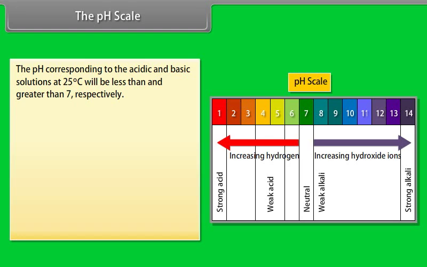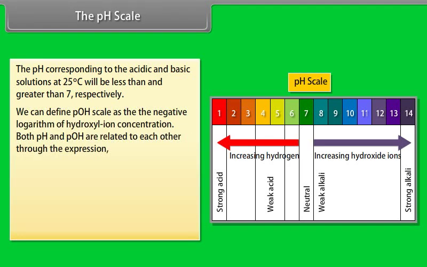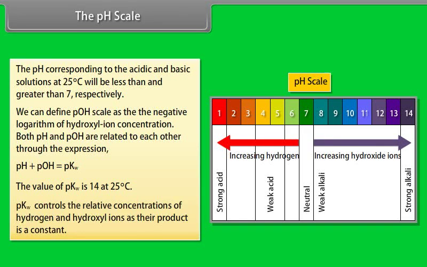The pH corresponding to the acidic and basic solution at 25 degrees Celsius will be less than and greater than 7 respectively. We can define pOH scale as the negative logarithm of hydroxyl ion concentration. Both pH and pOH are related to each other through the expression pH plus pOH is equal to pKw. The value of pKw is 14 at 25 degrees Celsius. pKw controls the relative concentrations of hydrogen and hydroxyl ions as their product is a constant.